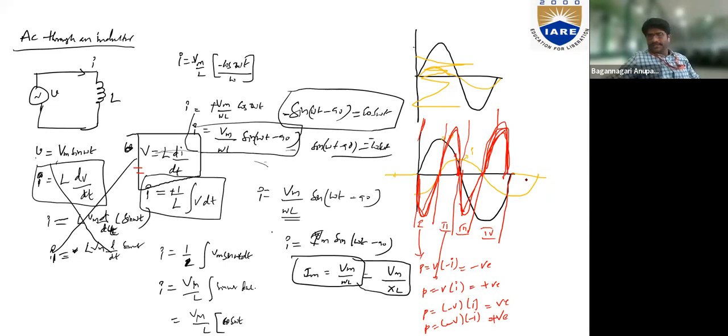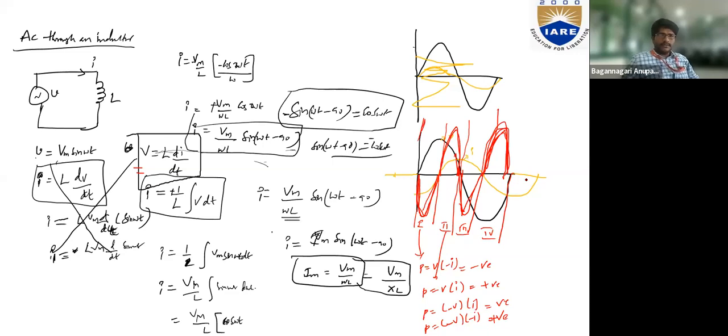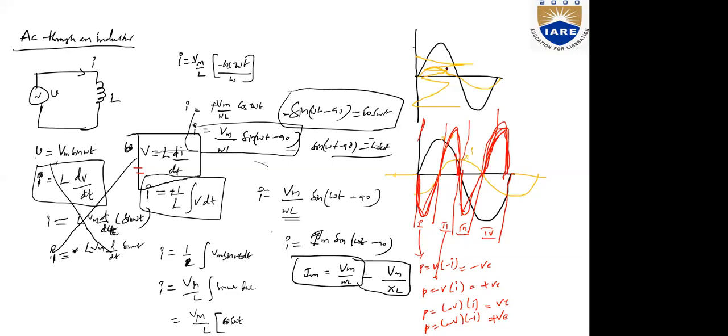So just what's the equation? Someone said the answer. What's the equation you got? I is equal to I naught into sine of omega t plus pi by 2, sir. Yeah, that's fine. I naught in the sense you're considering I naught as the maximum, that is Vm into 1 by XC.